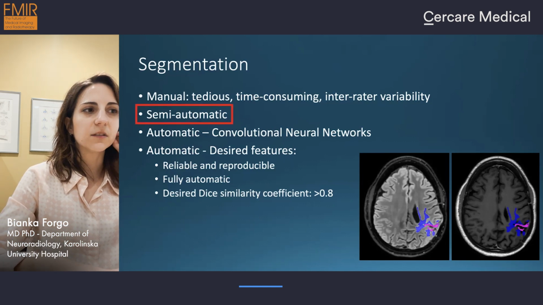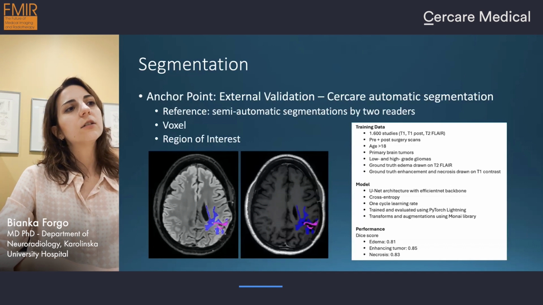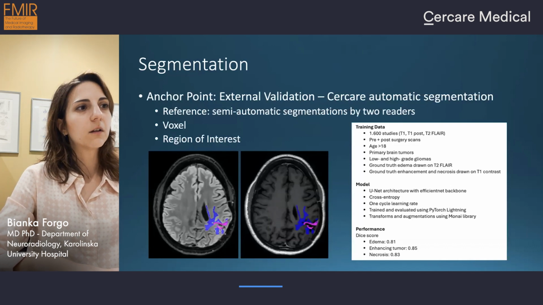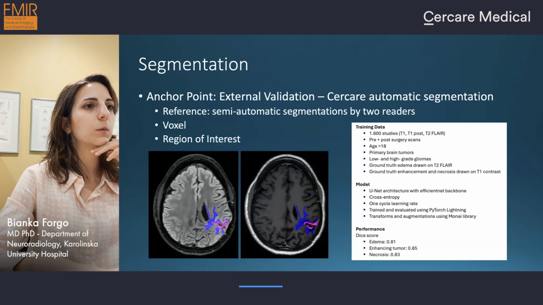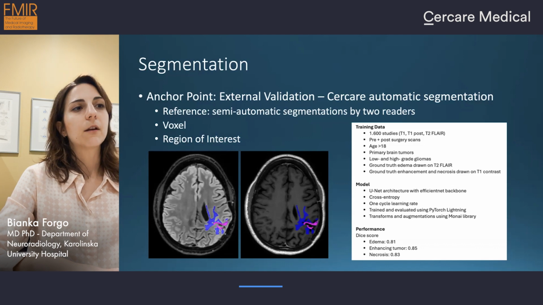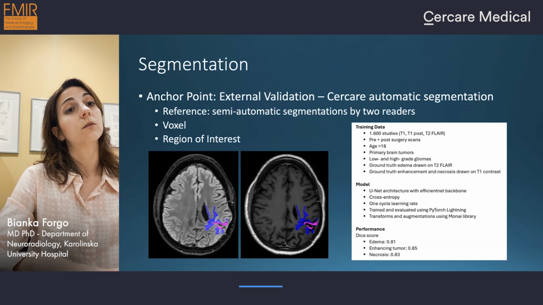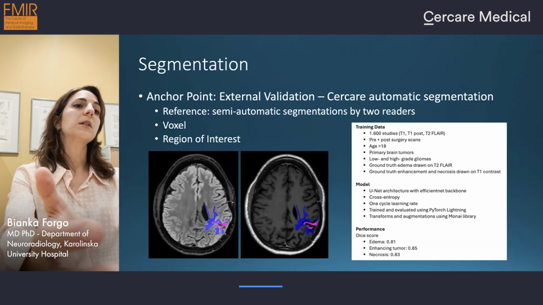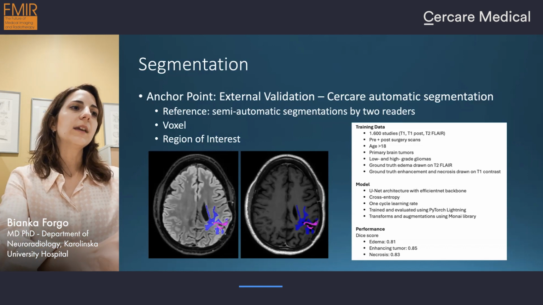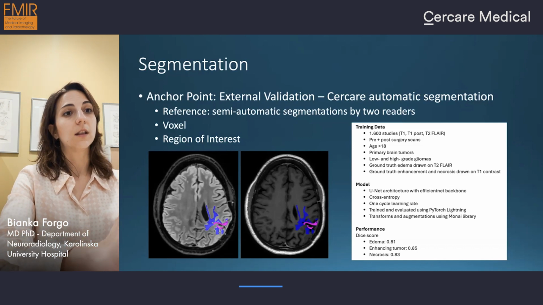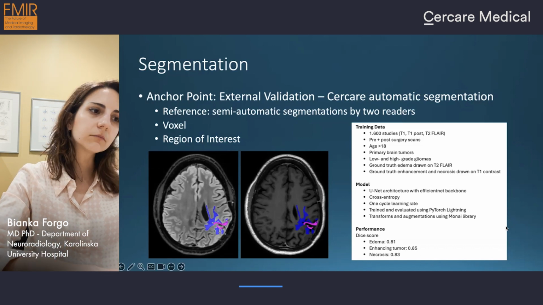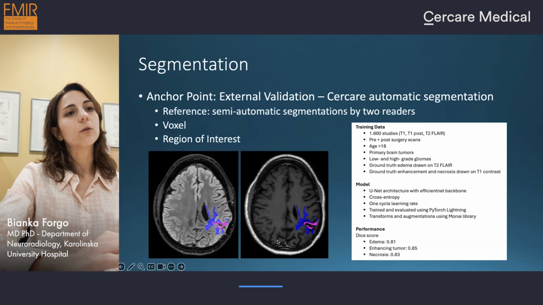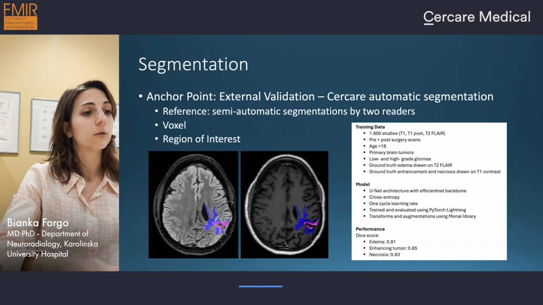Now we're going to talk a little bit about semi-automatic segmentation. So actually, we work also with Sercare Medical and with their platform, and we are conducting a project where we are externally validating an automatic segmentation method. In order to do that, we perform semi-automatic segmentations by 2 readers. And we would like to see how the automatic algorithm works both on a voxel and the region of interest level. Here you can see the specifications of this automatic pipeline. And here are just 2 examples of the semi-automatic segmentation, so the ones that are used for the external validation.